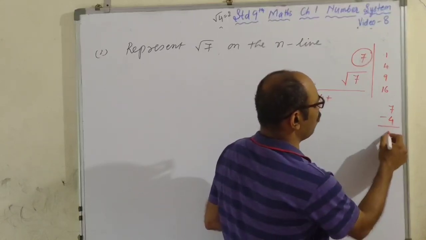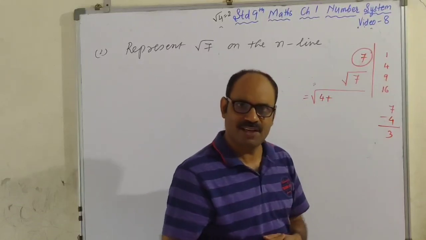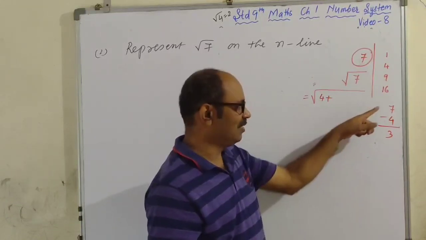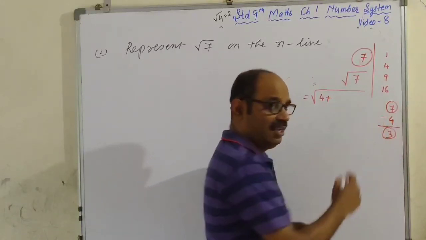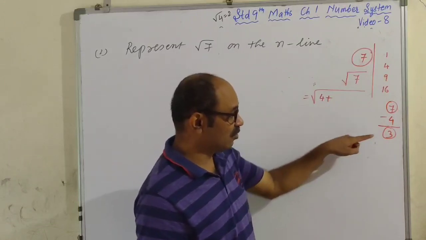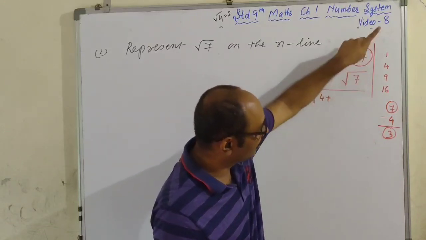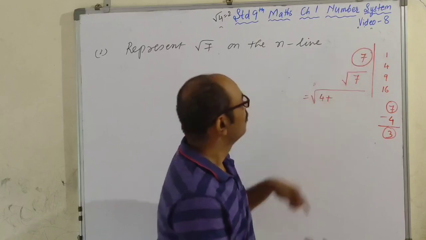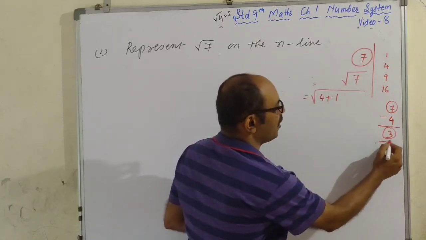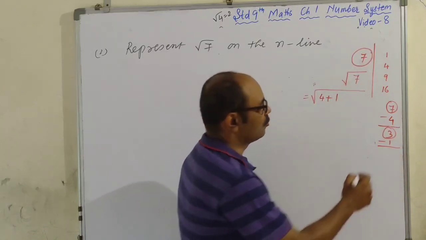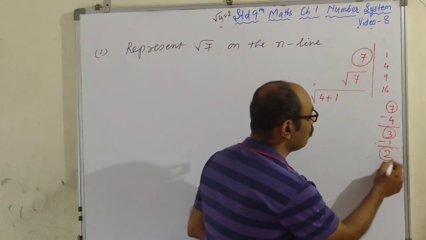Chalo, 7 में से 4 minus करो. So that is 3. You got 3 now. पहले 7 था. Now you got 3. Find out the perfect square number which is just smaller than 3. वो तो 1 ही है. So plus 1 लिखो और यहाँ minus 1 करो. So you got 2.